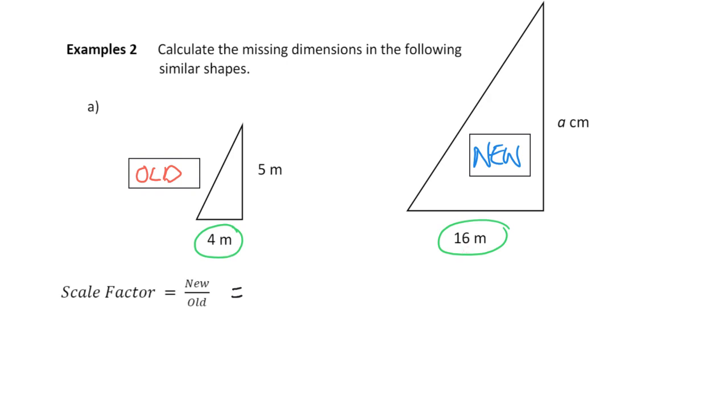So what we've got is 16 and 4 on the new shape. It's 16, so the 16 goes on the top. On the old shape, it's 4. We know that 16 over 4 is a divide, so the scale factor is 4.